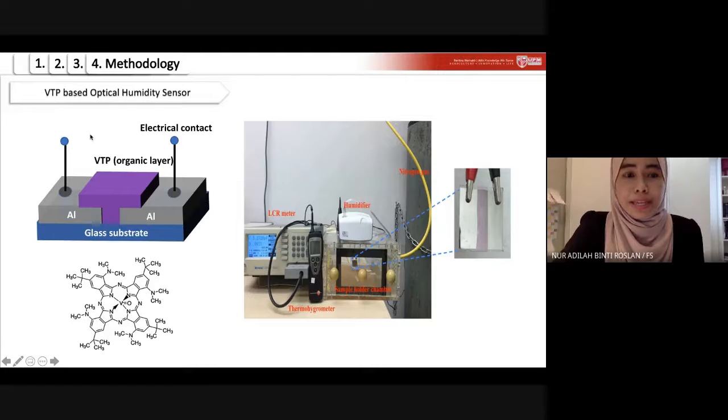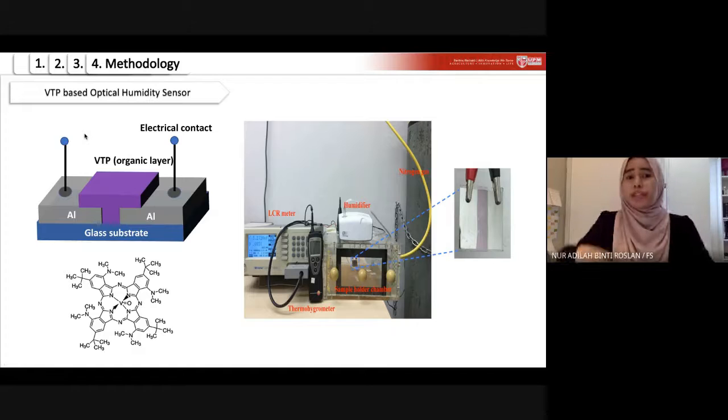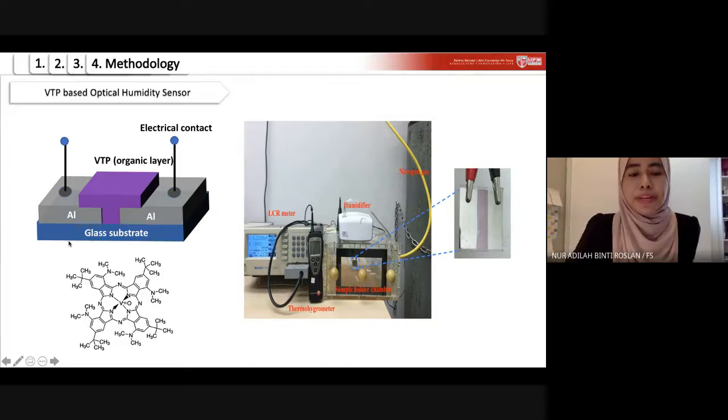Okay, so next for the third project is humidity sensor. So the fabrication of the humidity sensor device is very simple. So you just use the glass substrate and then you evaporate the aluminium and then finally you spin coat the material. And this is how the setup of the humidity sensor.